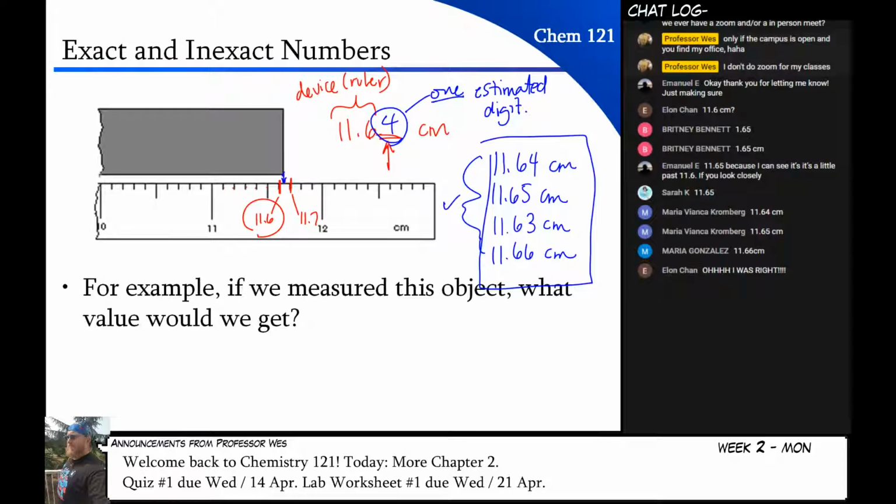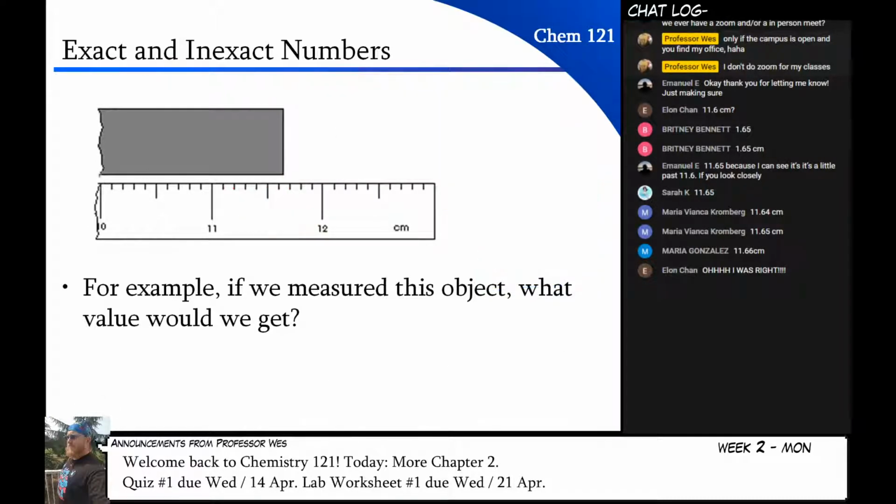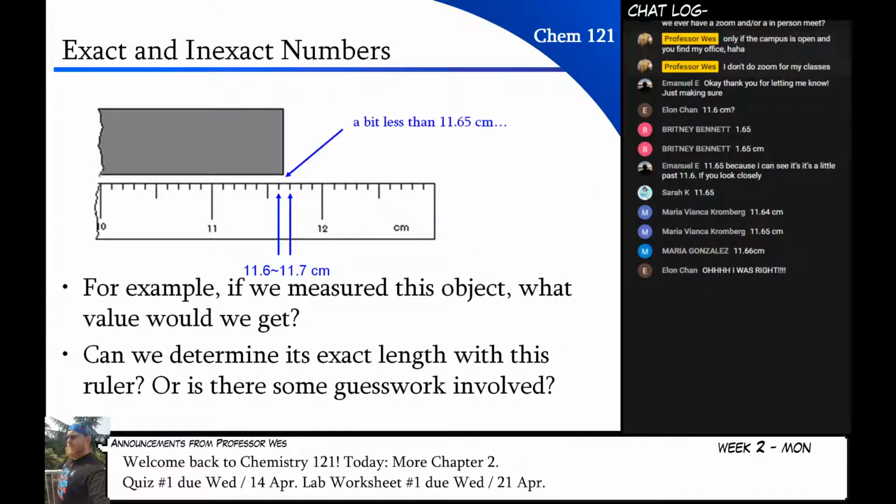All right, so let me clear this. You'll see that my slide walks through this. This is what I wrote on the slide. But again, you can have a variety of answers here because it's impossible for us to accurately assess that second decimal place that we are estimating to 100% certainty. It's not possible. We can't do that.